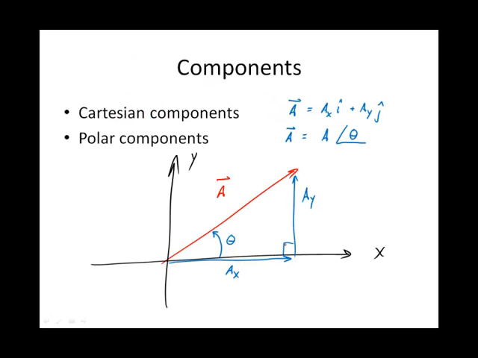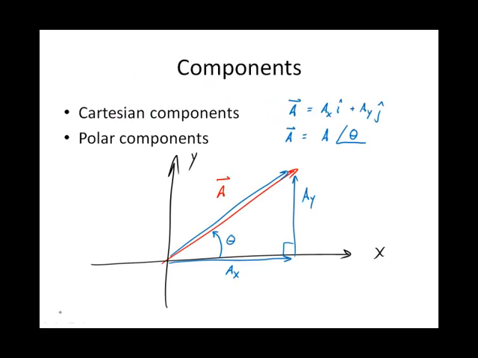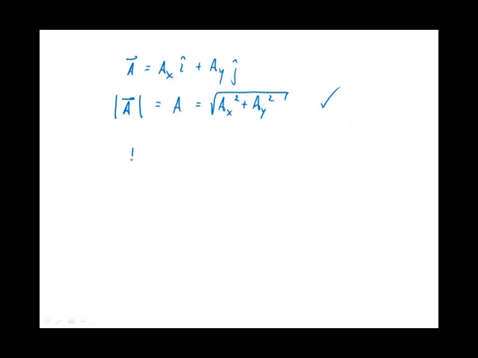By definition, x and y are perpendicular to each other. And so the hypotenuse is the size of vector A, and the legs are A sub x and A sub y. And so the legs squared added together equals the hypotenuse squared. And so we just get this by using the Pythagorean theorem. In addition, if I look at theta, theta has A sub y as the opposite side and A sub x as the adjacent side. And so the tangent of theta is equal to A sub y over A sub x.